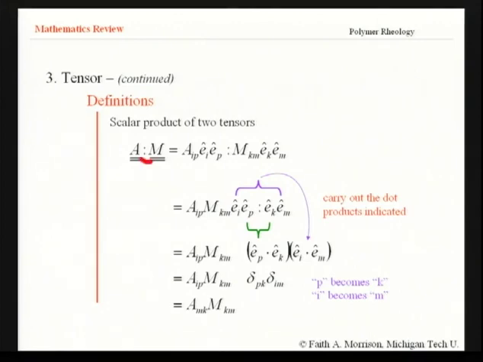One is the scalar product of two tensors, which we learned was written as this colon, and it involved dotting the two nearest unit vectors and then the two furthest. But that's all we needed to know was that definition, and then we could use our usual Kronecker delta notation and get the final result very easily.